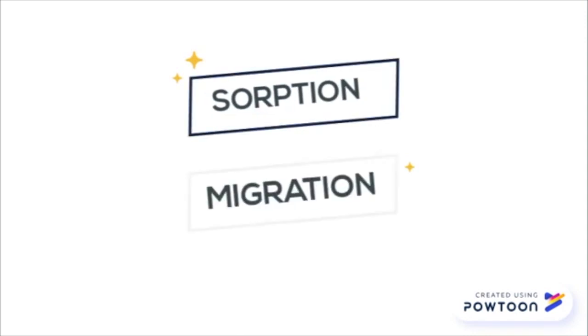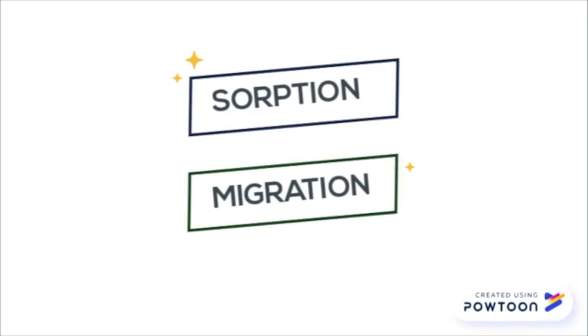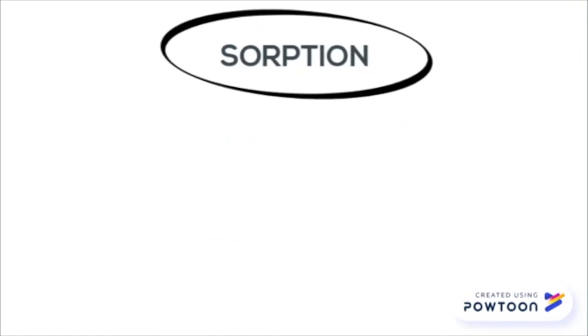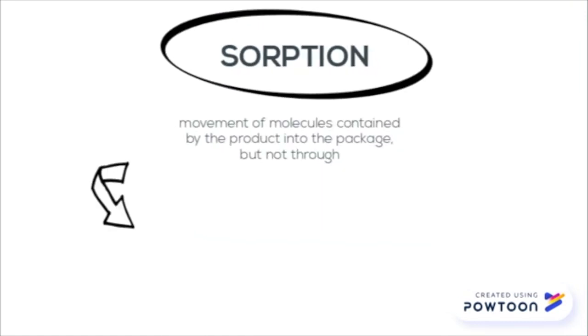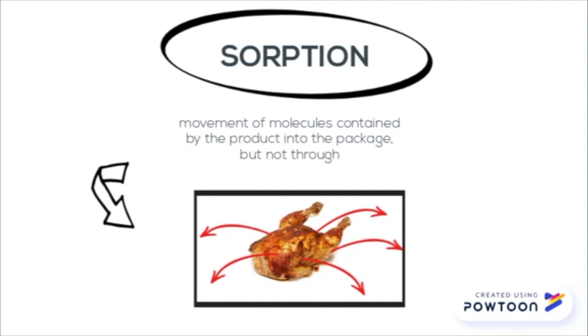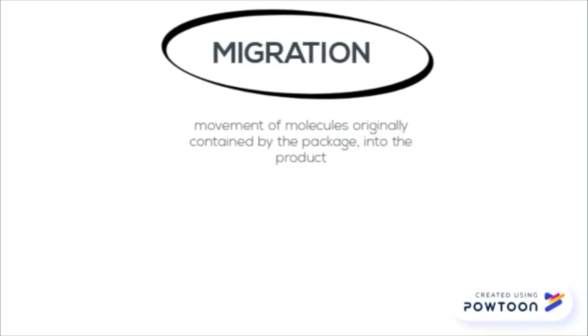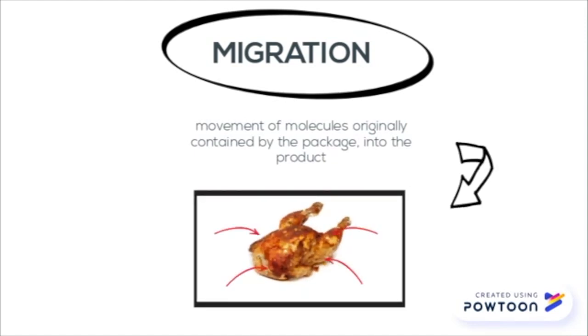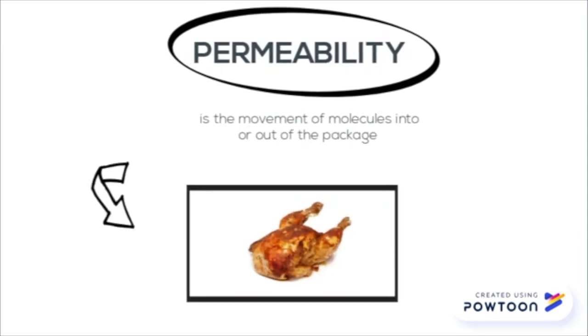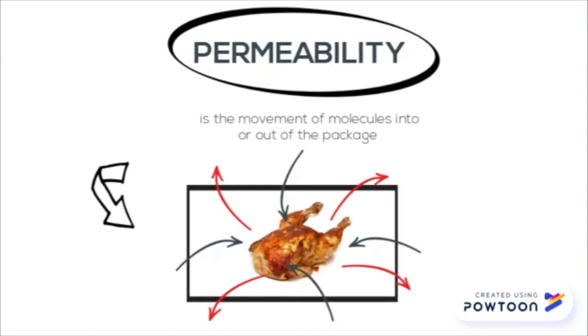There are two other terminologies, which are sorption and migration. They are similar to permeability, but they have a whole different meaning. Sorption is the movement of molecules contained by the food product into the package without passing through the package. Meanwhile, migration is the movement of molecules originally contained by the package into the product. On the other hand, permeability is the movement of molecules into or out of the package.